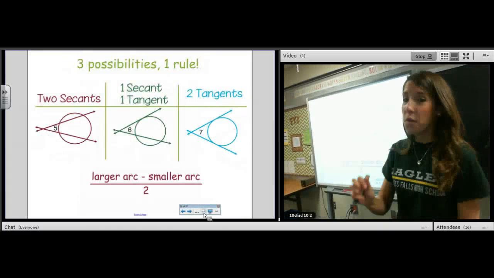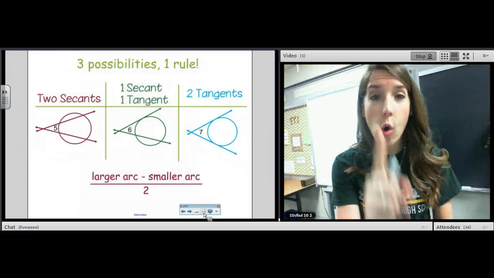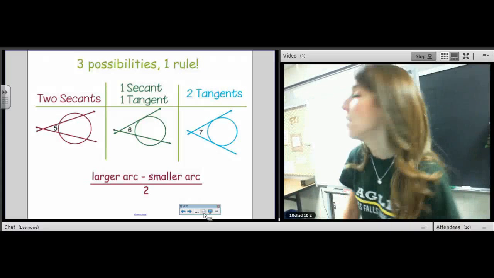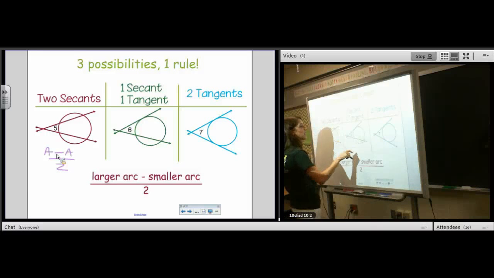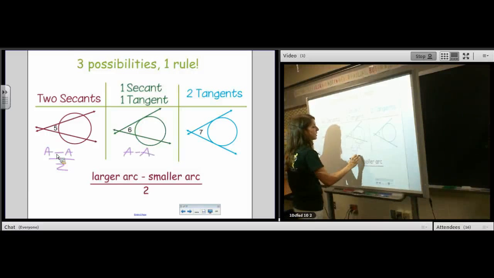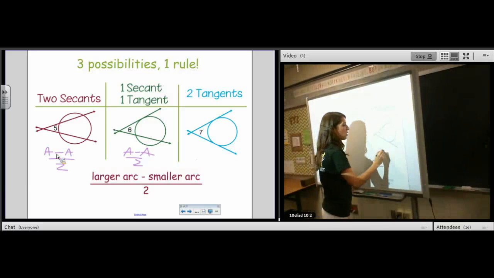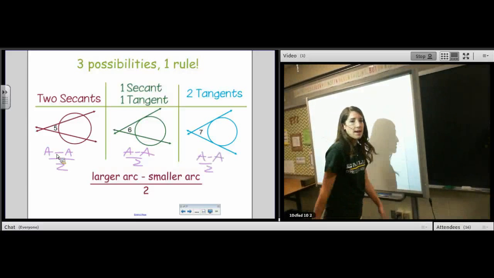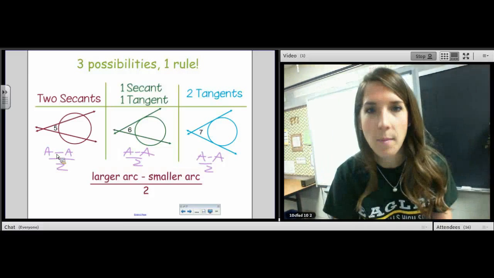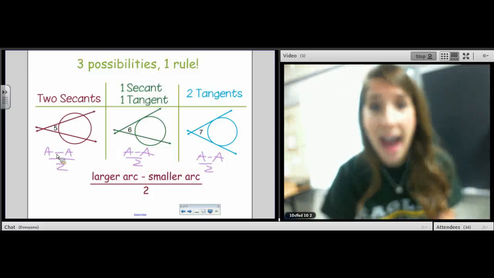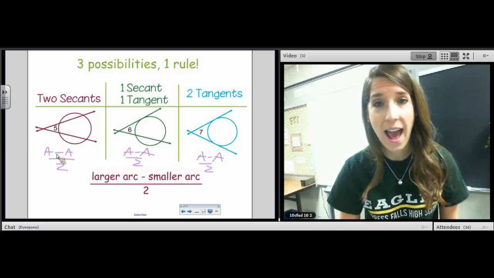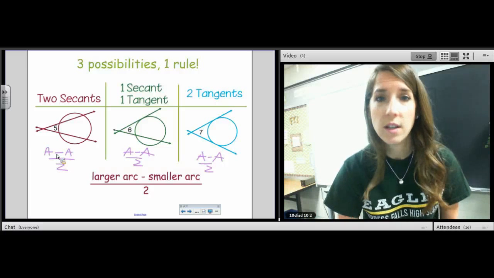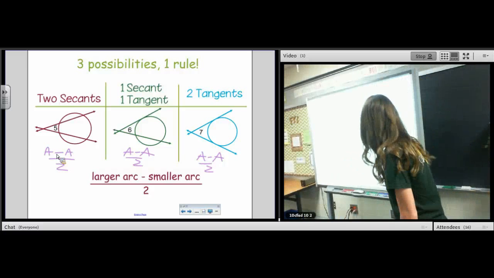Cool thing is, three situations, only one rule. You've got two secants. Oh, subtract the arcs and divide by 2. Arc minus arc. You've got a secant and a tangent. Oh, subtract the arcs and divide by 2. You've got two tangents. Oh, don't worry. Subtract the arcs and divide by 2. All of those have one thing in common. The vertex is outside the circle. So outside subtract, inside add. All of those situations, subtract the arcs and divide by 2.